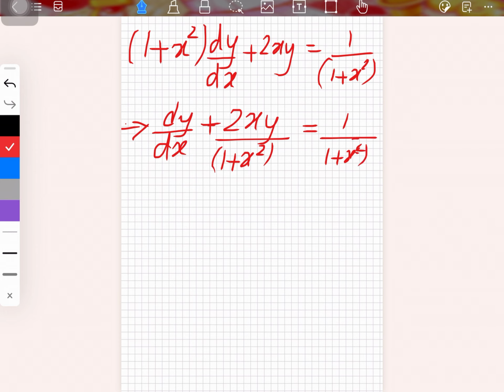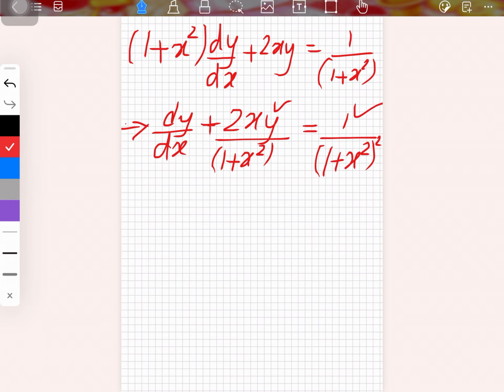Let me write this a little bit properly. So 1 plus x square whole square. Yes, we get this. So this is the standard form. We have y over here and the term of x in the right hand side, so that makes sense.